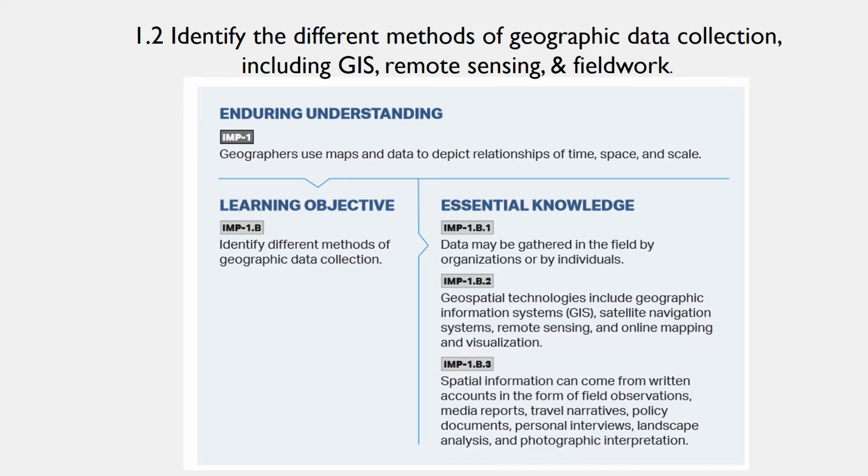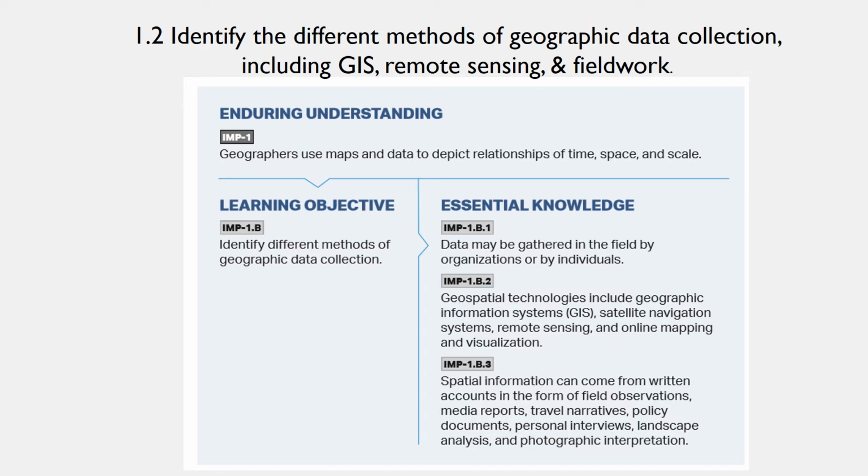The learning objective is where your standard comes from: identify different methods of geographic data collection. And over here, you'll see how we break that down into what we call your essential knowledge. It's basically asking you to understand that data is gathered in the field by organizations or individuals, and that geospatial technologies include GIS, which is Geographic Information Systems, satellite navigation systems, remote sensing, and online mapping and visualization.